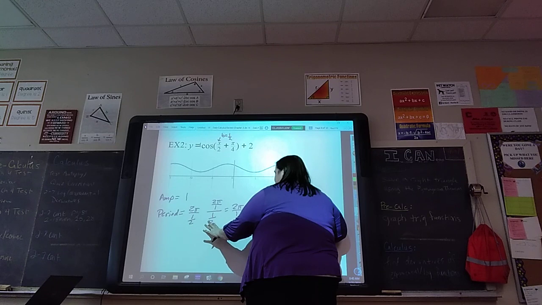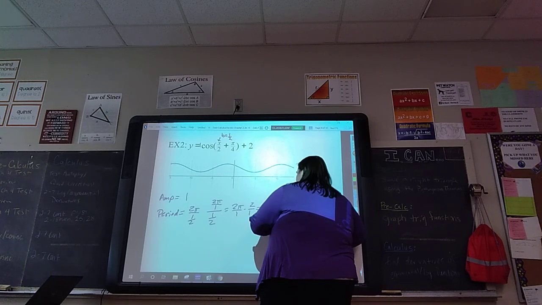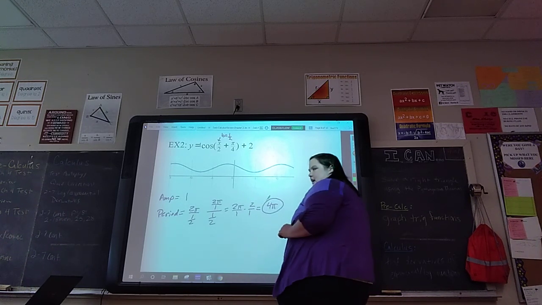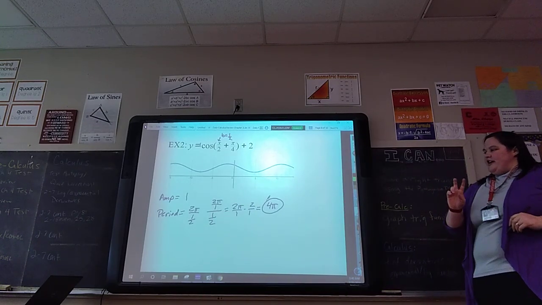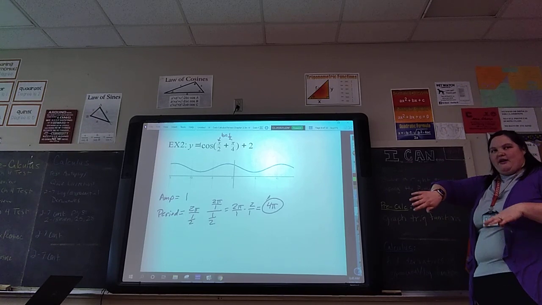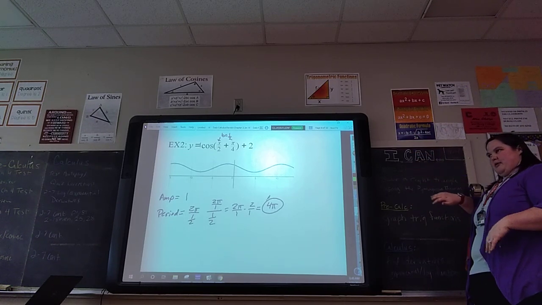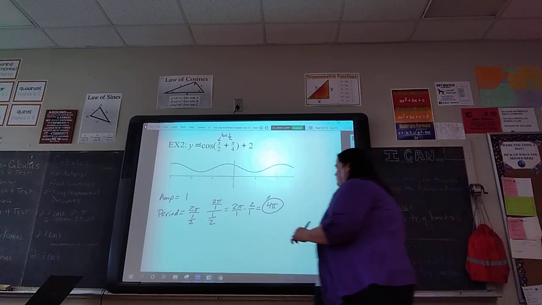So what's the reciprocal of 1 over 2? 2 over 1. So I multiply straight across. Would I have to put it over 1? No, so I'm just going to say it's 4 pi. So our initial period was 2 pi. This one's now 4 pi. So if you notice, that's why I had to zoom out because it takes a lot longer for it to repeat. So I had to actually zoom out so I could get 2 periods.